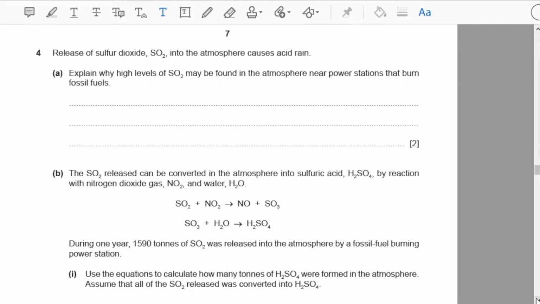Question number 4, release of sulfur dioxide into the atmosphere causes acid rain. Part A, explain why high levels of sulfur dioxide may be found in the atmosphere near power stations that burn fossil fuels. Okay, so those power stations burn fossil fuels, and fossil fuels contain sulfur. So when they're burnt, sulfur will be released into the environment, and it gets converted to sulfur dioxide when it undergoes combustion.